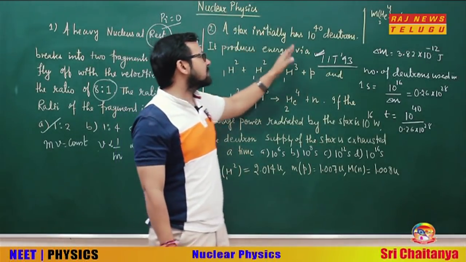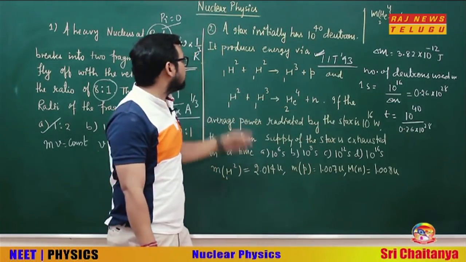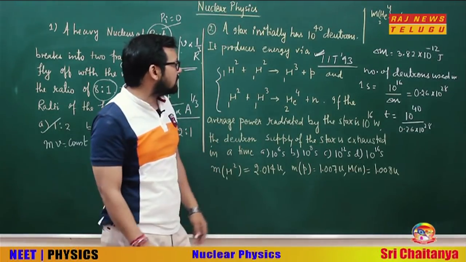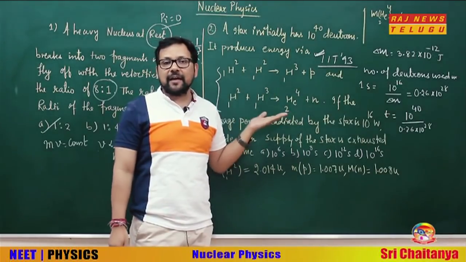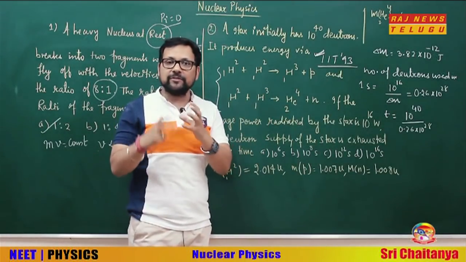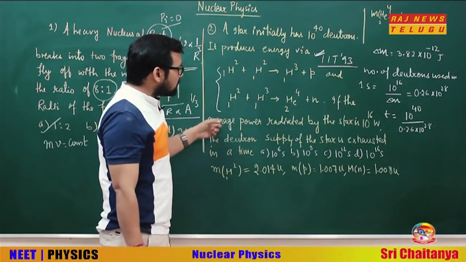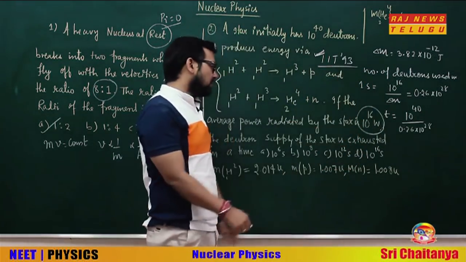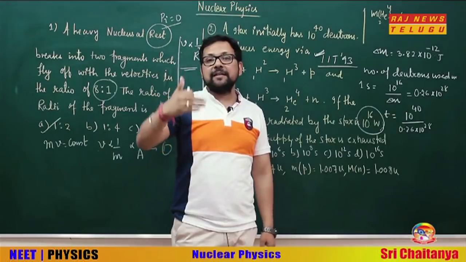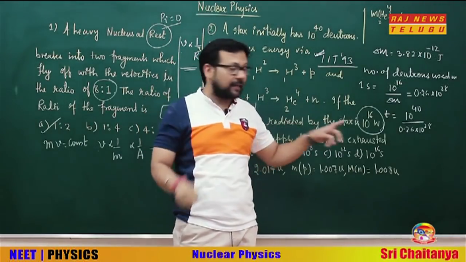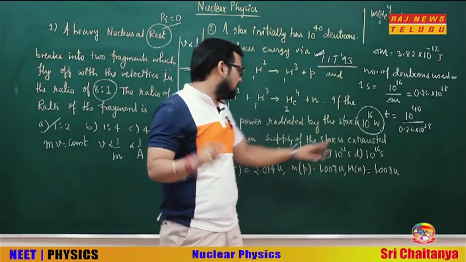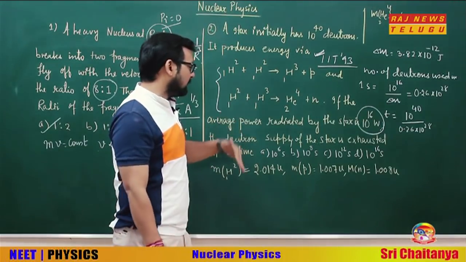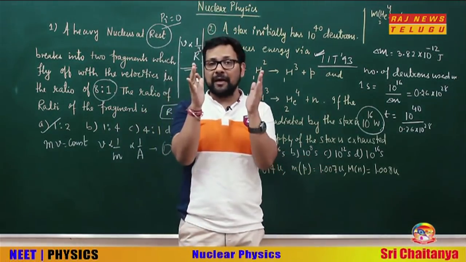A star initially has 10 raised to power 40 deuterons. It produces energy via the reaction given; you can read the reaction properly. If the average power radiated by the star is 10 raised to power 16 watt, my dear future doctors, that is 10 raised to power 16 joule per second, this much energy in 1 second, the deuteron supply of the star is exhausted in a time. The options are asking the order of magnitude of that time.